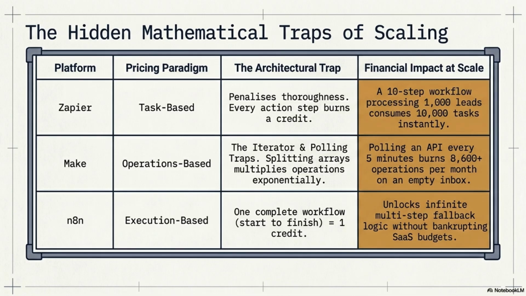But remember that iterator we discussed earlier. Right, splitting the arrays. Exactly. If you use an iterator to split an array of 500 line items, and then you run each item through 3 subsequent steps, you just burned 1,500 operations in a single workflow run. Oh, wow. In one run. Yes. And the other massive trap with Make is polling. Polling, like checking for updates. Yeah.